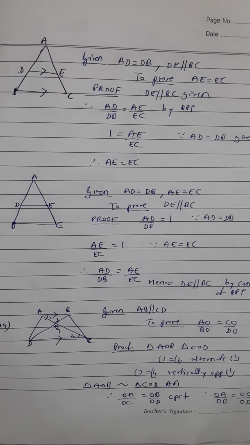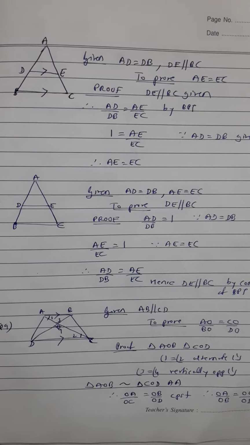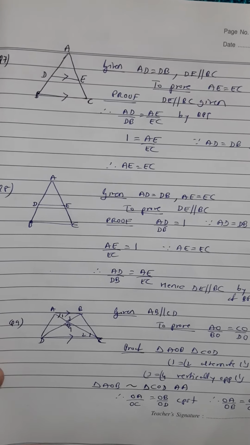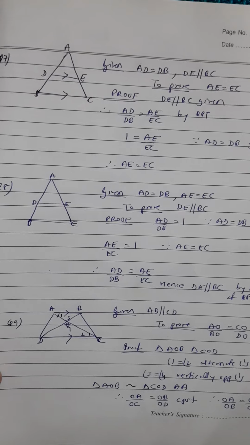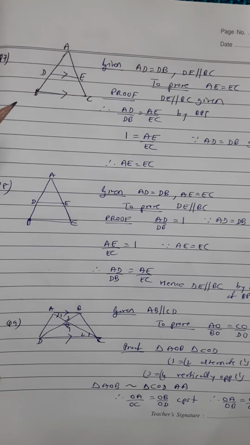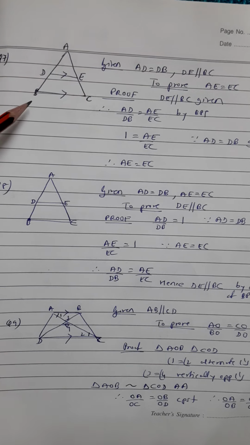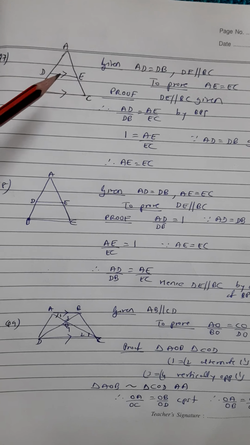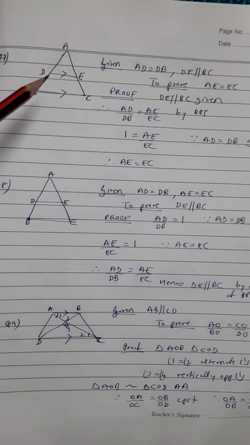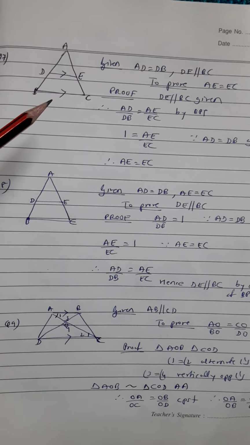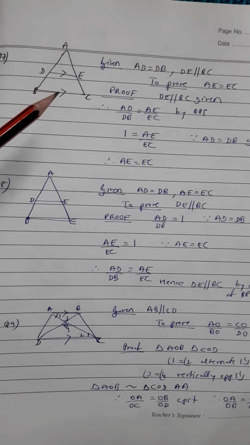So now we go to question number 7, 8 and 9 of the second exercise based on BPT and converse of BPT. So question number 7, you are having a triangle ABC, DE, A is the midpoint of AB. So AD is given equal to DB, and same way here you will have to prove that AE equal to AC. So this is given midpoint, you have to prove that this is midpoint given that DE is parallel to BC. So since it is parallel, we will use BPT.